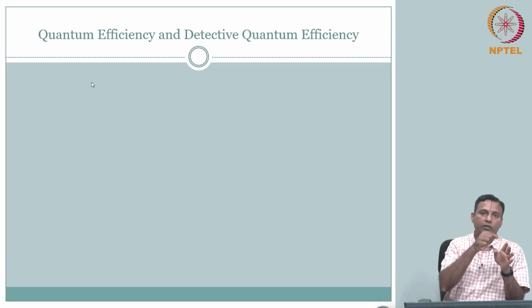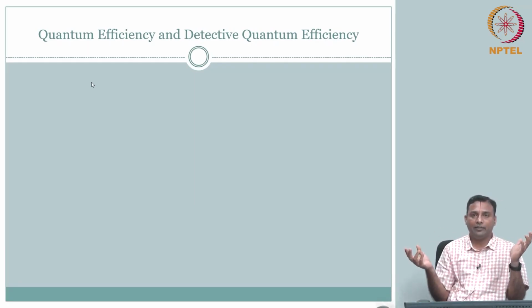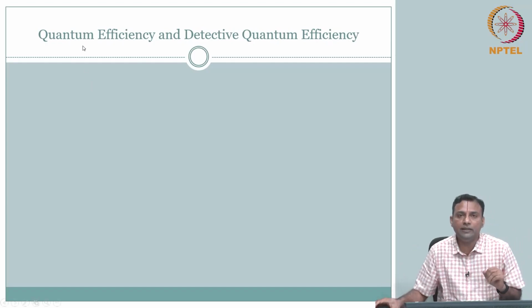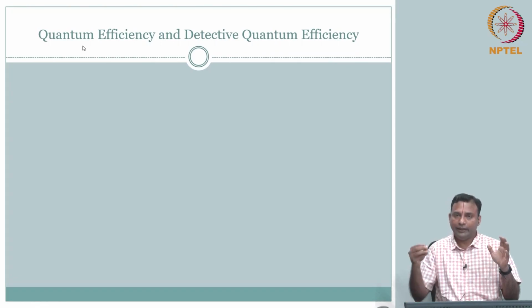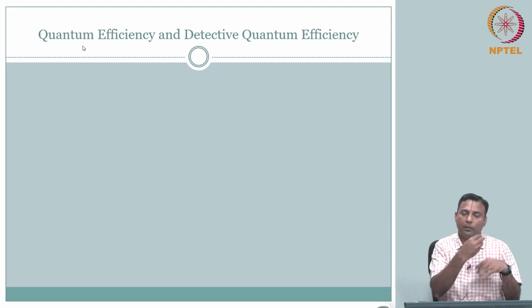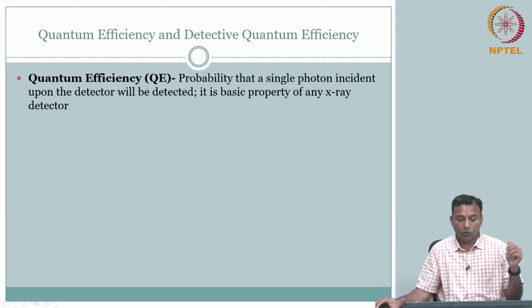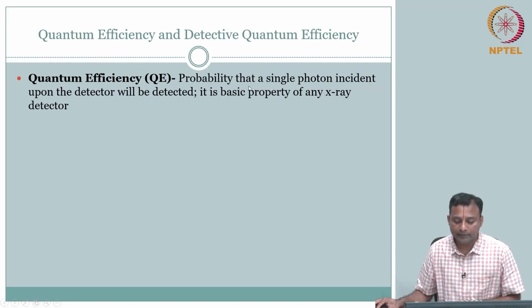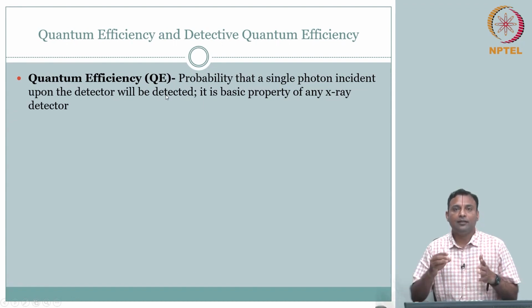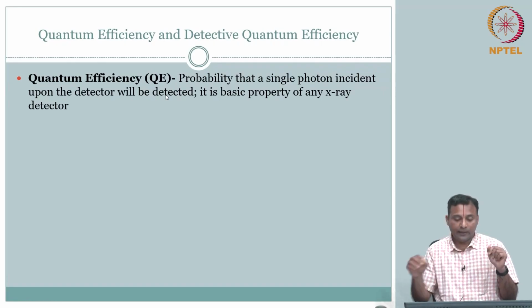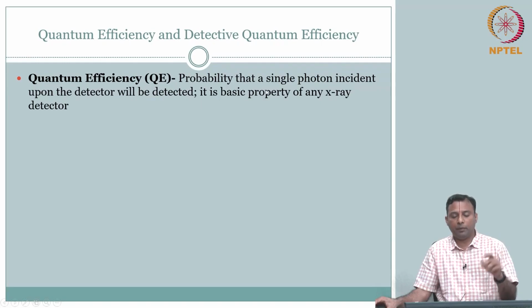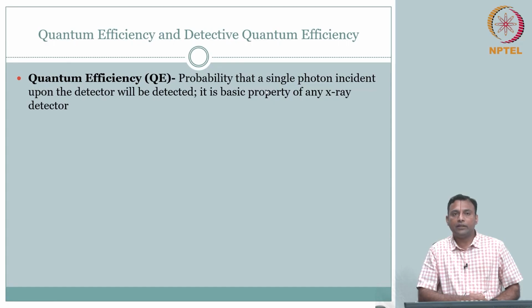If it is just going through, coming out without interaction, you are not going to get anything, right? So this quantum efficiency is, in some sense, going to characterize the ability of the detector to interact with a photon and convert that to a light photon. Quantum efficiency is the probability that a single photon incident upon the detector will be detected, meaning it is going to interact with the material. And so it's a basic property of any X-ray detector.